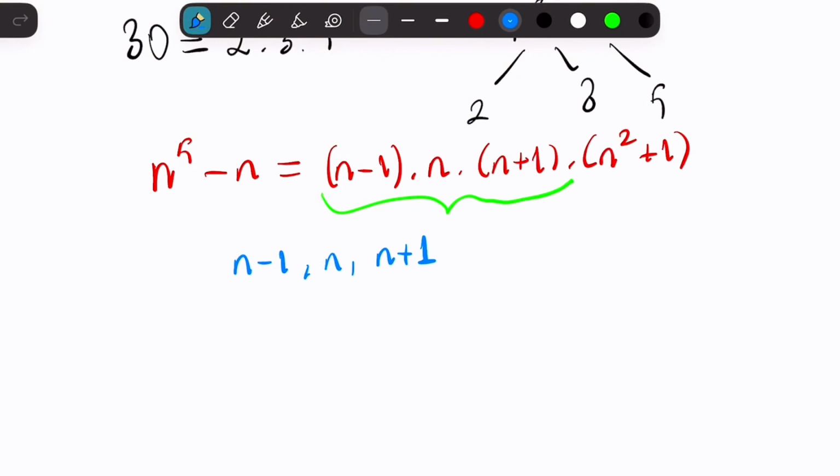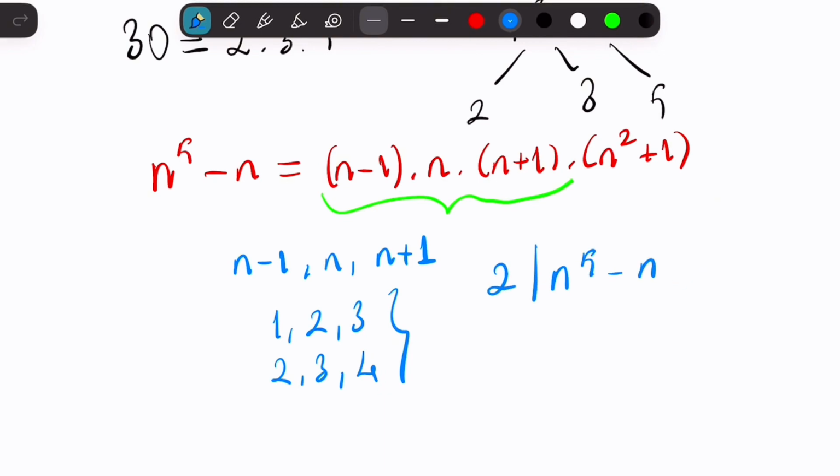We definitely know what it's divisible by. Any one of them is an even number, for example 1, 2, 3, or 2, 3, 4, which definitely contains an even number. So I can definitely say the expression n to the fifth minus n is divisible by 2. Later, because these are 3 consecutive numbers, I can say it's divisible by 3. Then I need to examine whether it divides by 5.